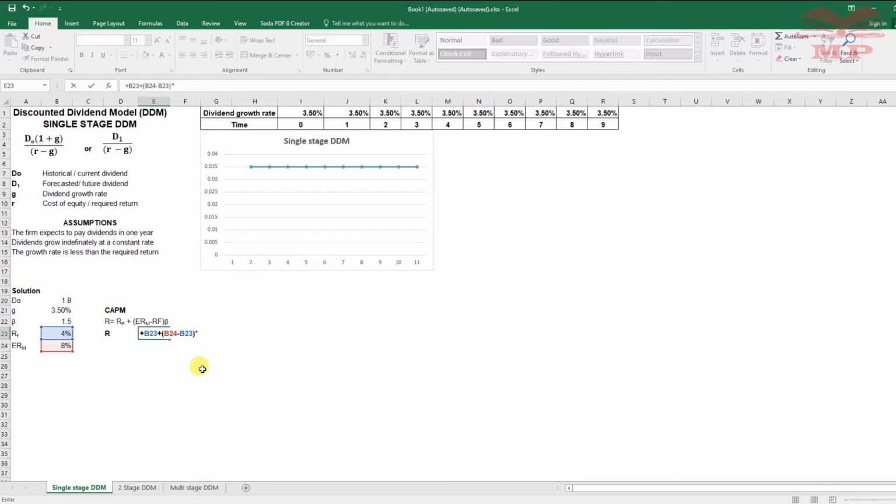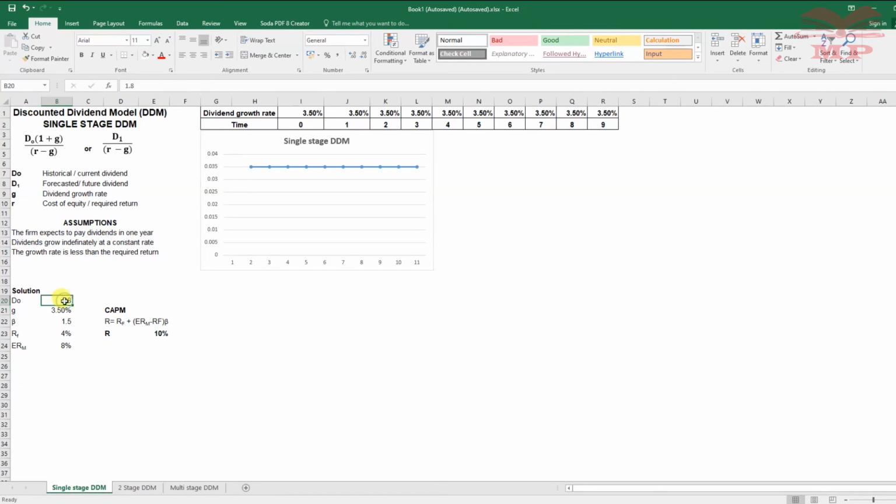So we multiply that by the beta. So where is the beta? By that value over there. So how much do we get? Enter, 10%. So our required return is 10%, which is going to be our R right over here. G over here is going to be, it's already been provided as 3.5%.